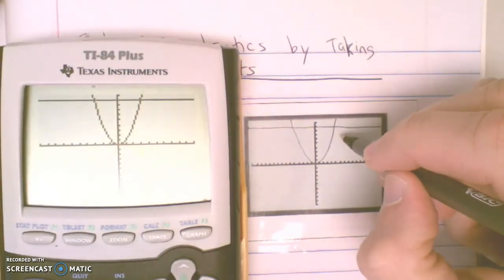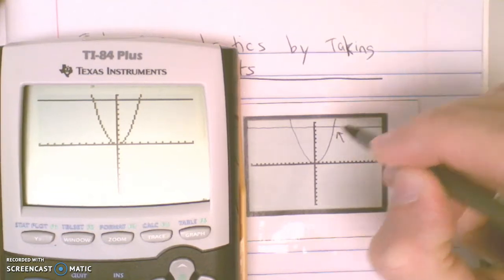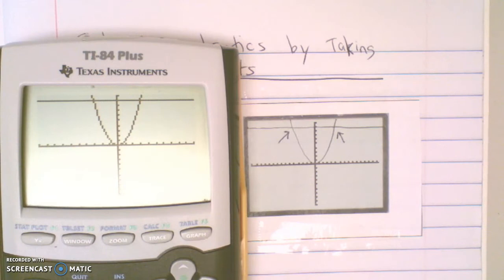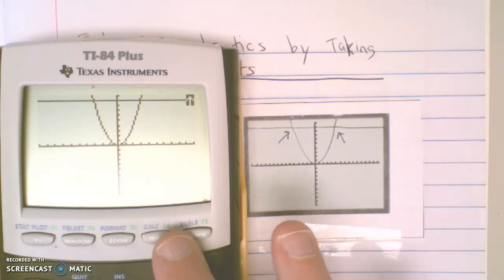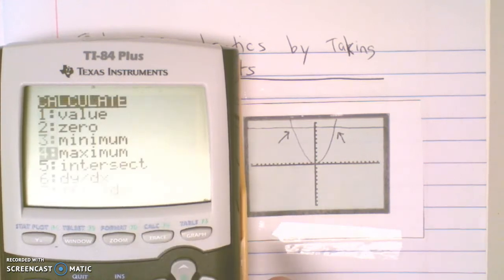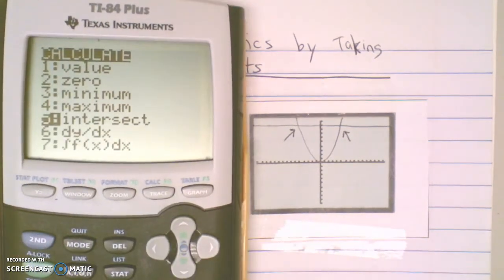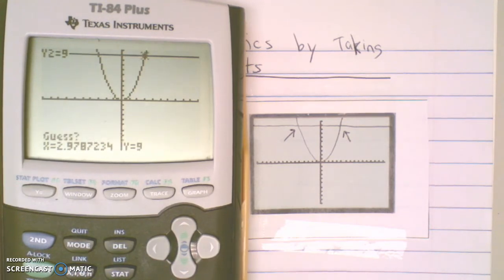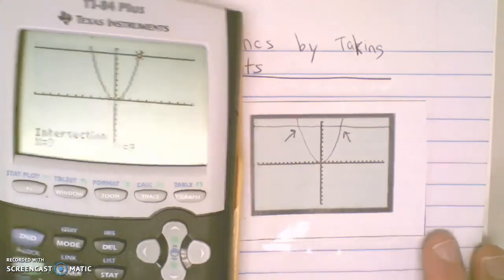Alright, so before we were able to identify the two solutions where the two graphs intersected. And to do that on our calculators, we just had second, trace, and we went down to number 5, intersect. Once we did that, we just moved the cursor towards each intersection point and hit enter 3 times. So here I knew that one of my solutions was x equals 3.